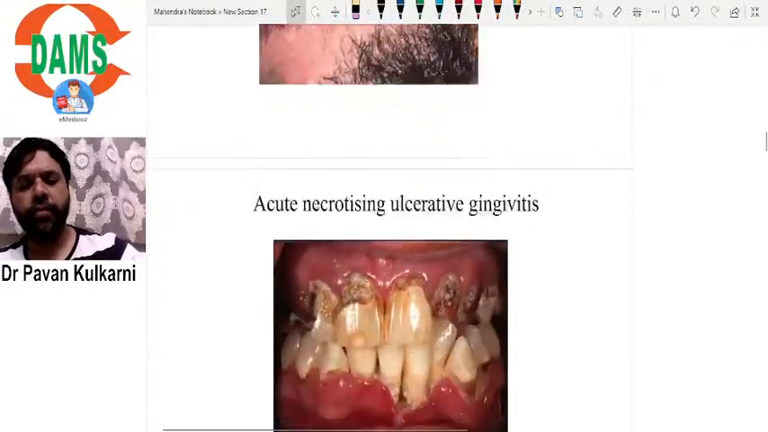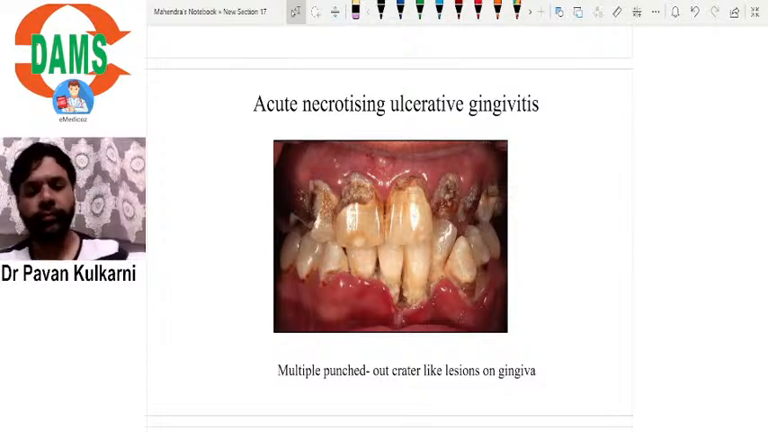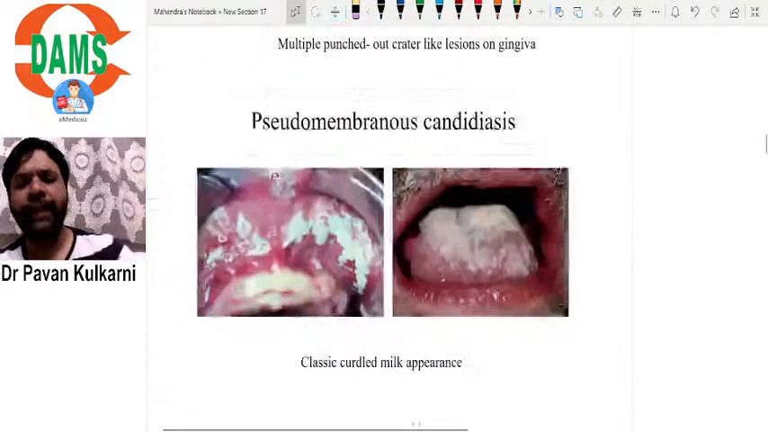This is an image of ANUG. ANUG is acute necrotizing ulcerative gingivitis. Typically, what we are supposed to remember in this image is the punched out crater-like lesions. On the gingiva, you will not see smooth lesions, rather you will see punched out craters, that is deep ulcers. That's about the bacterial infections.